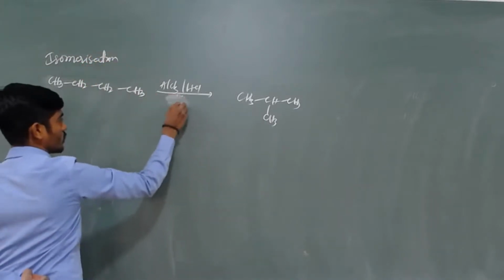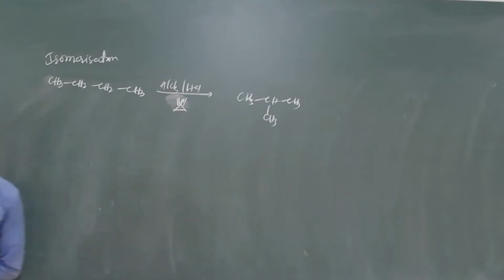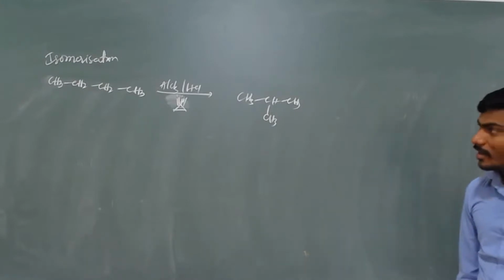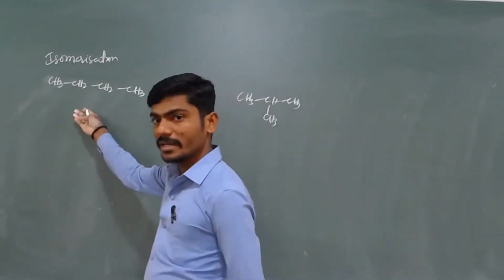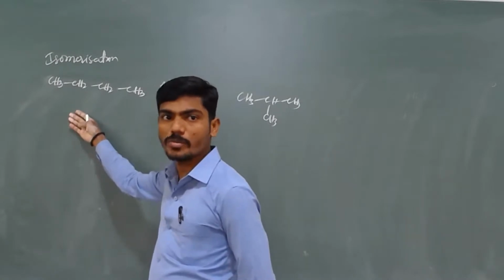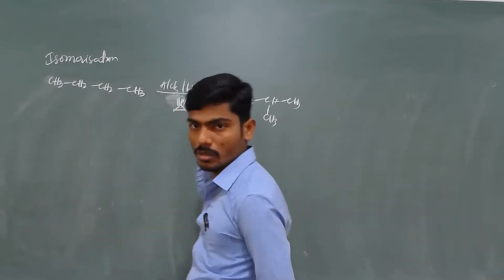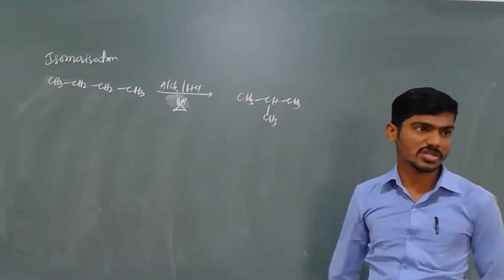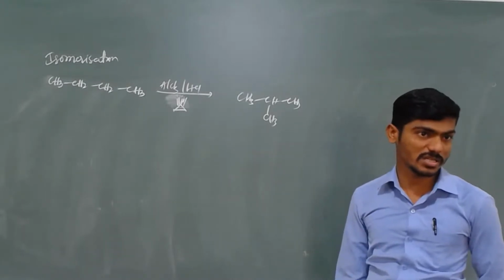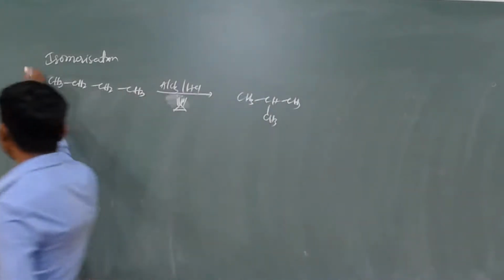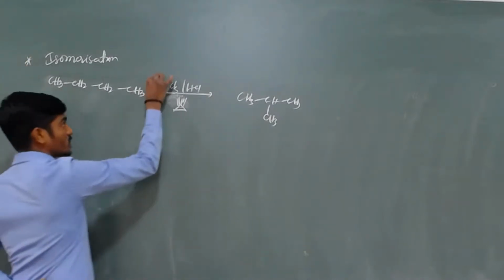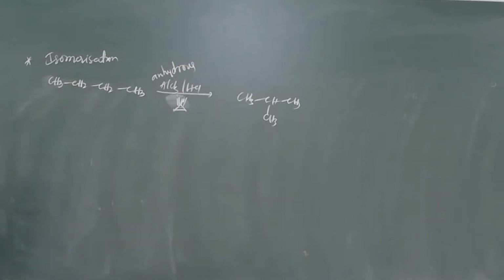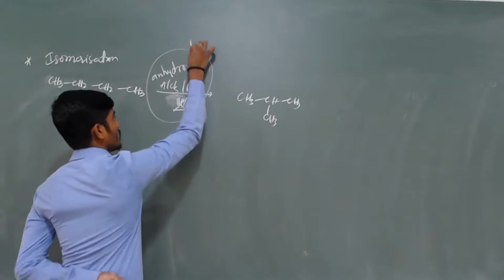Heat. Symbol. n-pentane, when undergoing isomerization, gives rise to iso plus neo, different structures; isomerization means changing its structure. The molecular formula stays the same. Isomerization reaction, anhydrous AlCl3. Anhydrous AlCl3 is nothing but a Lewis acid.